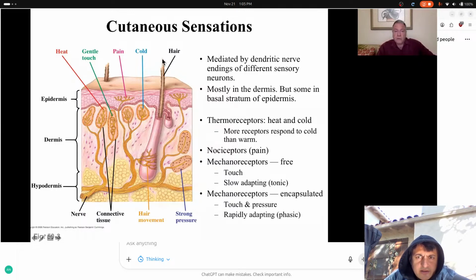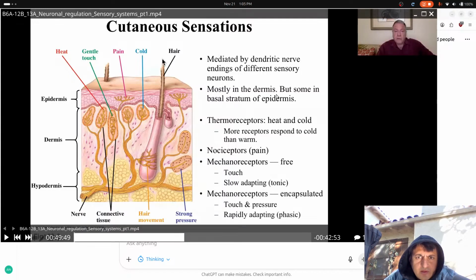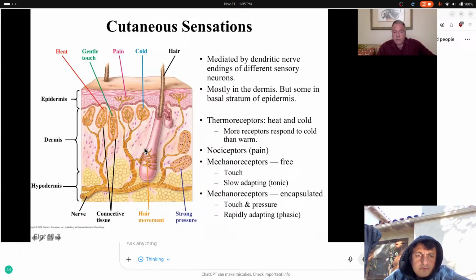Mediated by dendritic nerve endings of different sensory neurons, mostly in the dermis. Some in the basal stratum of the epidermis. Thermoreceptors, nociceptors, mechanoreceptors, free, encapsulated, touch and pressure. Levels of this. Most of these are mediated down here in the dermis and hypodermis.